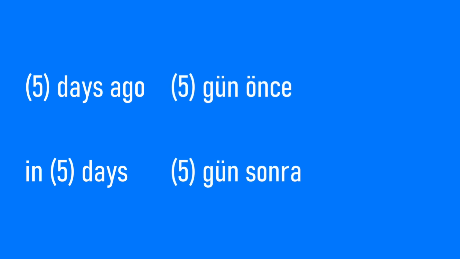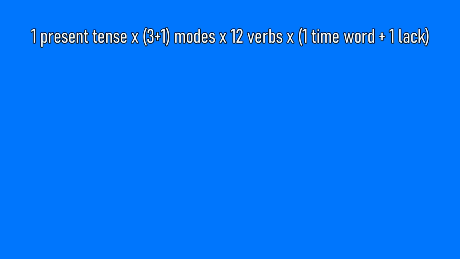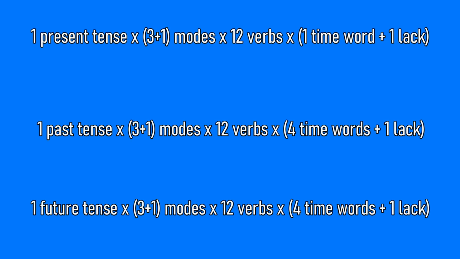Also, learn the formula to talk about some number of days before now and some number of days after now. 5 days ago, in 5 days. Now you have 1 present tense time word, 4 past tense time expressions, and 4 future tense time expressions. 2 of those expressions can be replaced by any number.